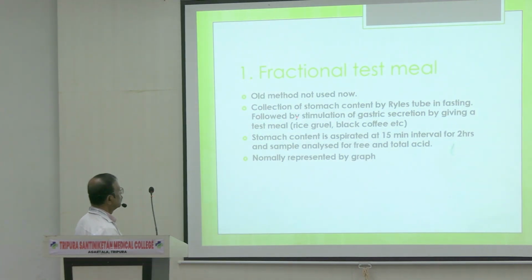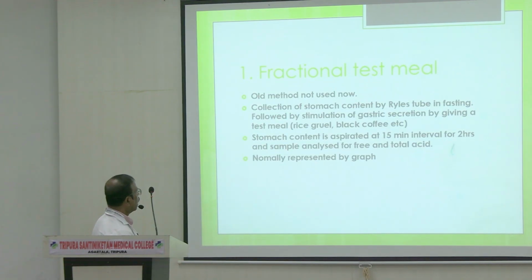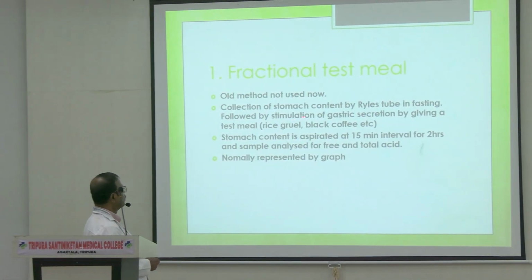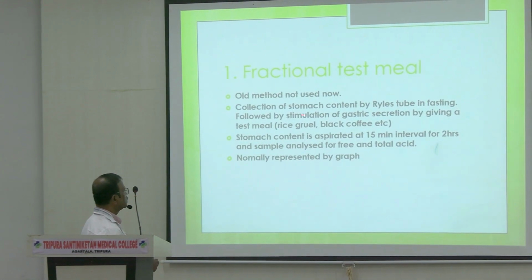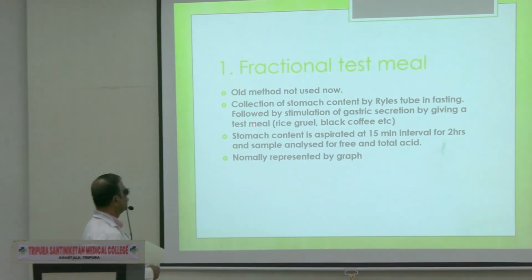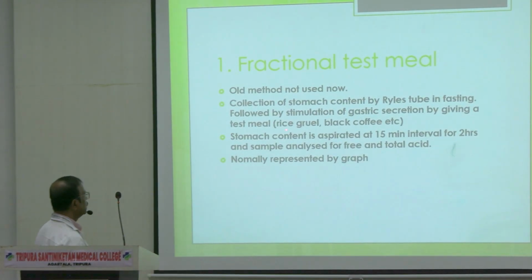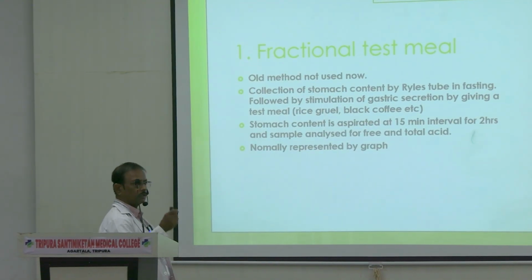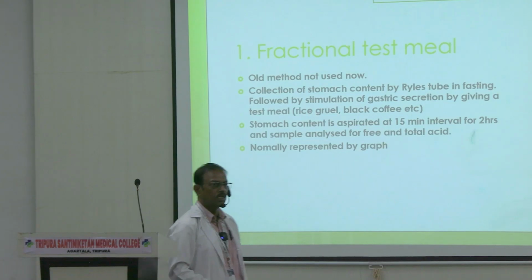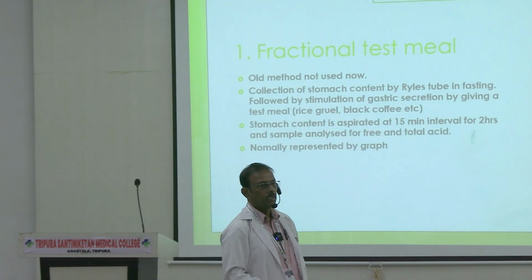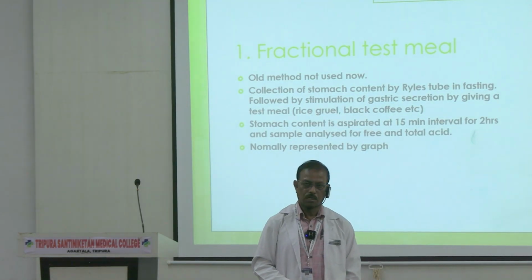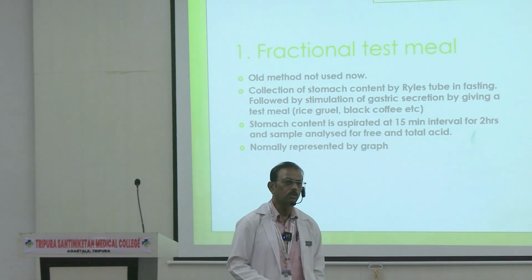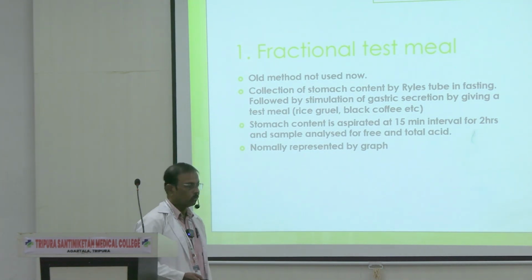After that, gastric secretion is stimulated by giving a test meal. Test meal in the form of rice gruel, black coffee, like that. The meal is given. After the meal, the stomach gets activated to secrete hydrochloric acid.